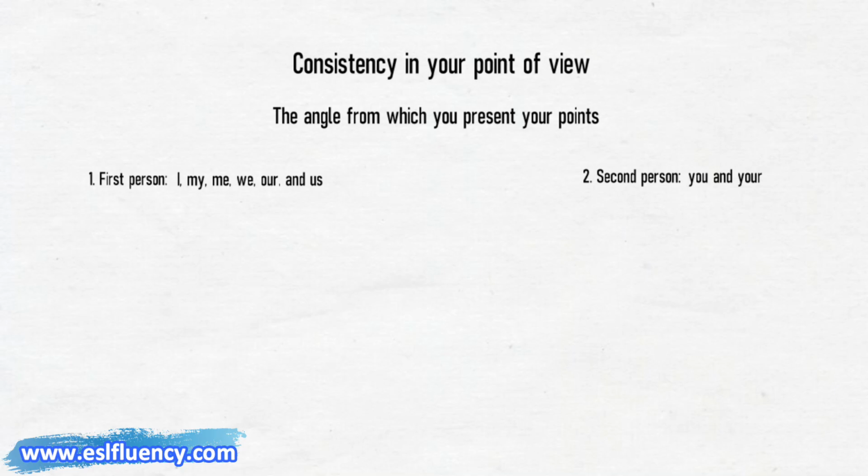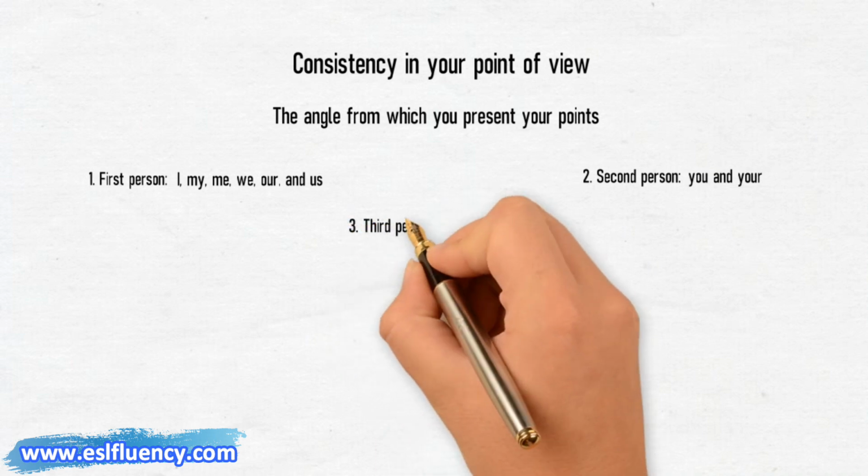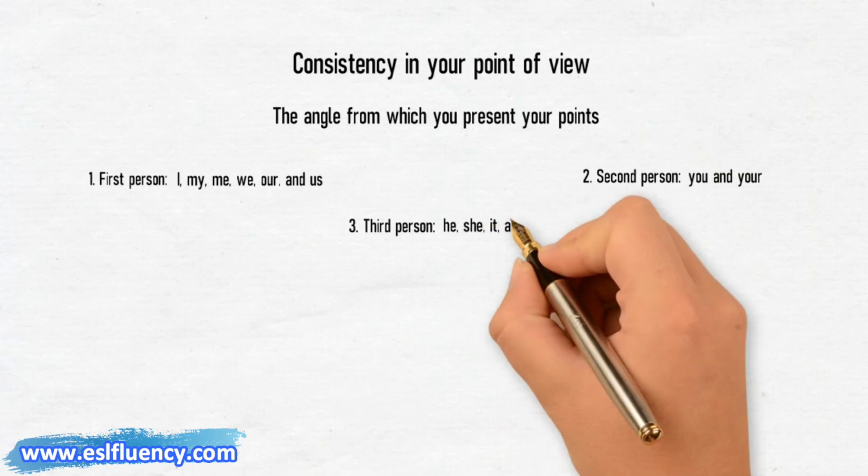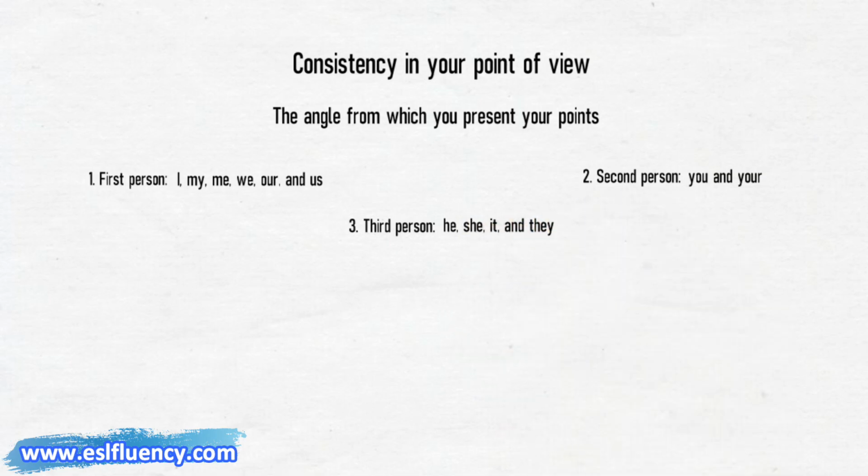Use this point of view if you want to speak directly to your readers or give them some pieces of advice. The third person point of view is the most formal one. You should use this in formal or academic writing. It uses the pronouns he, she, it, and they. Writers usually choose this one to present facts and not opinions.